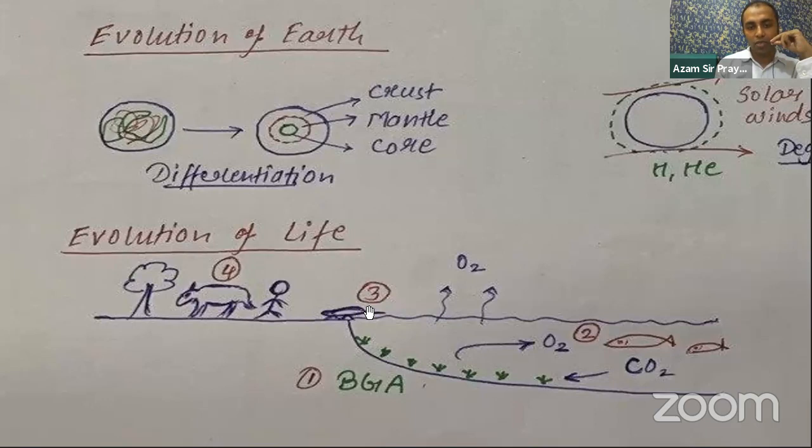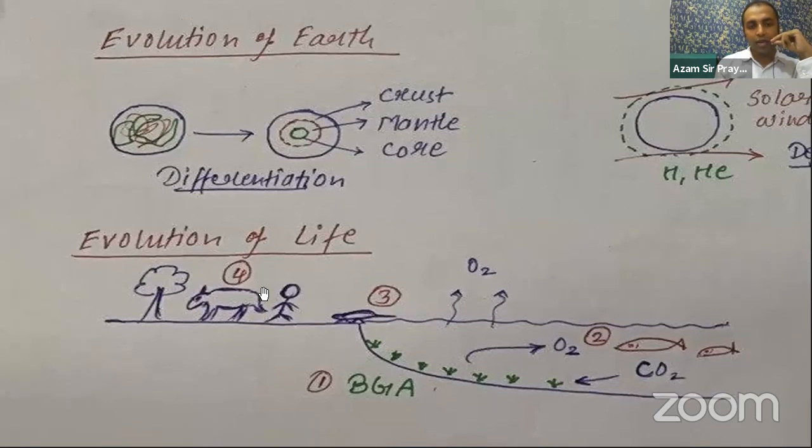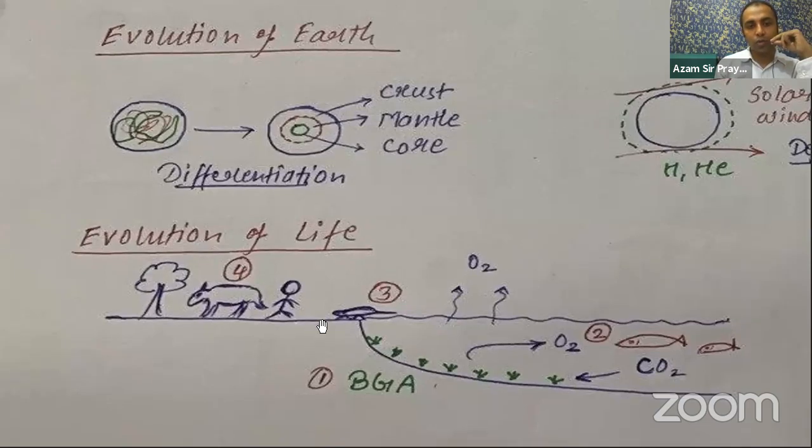With that, those organisms started evolving which can live in water as well as on the land. So amphibians were the third organism in the evolution. And finally, the terrestrial organism, the terrestrial plant. Terrestrial matlab zameen ke upar, on the surface of the earth. So the plants, the animals, the human being were the last organism in the evolution of life.